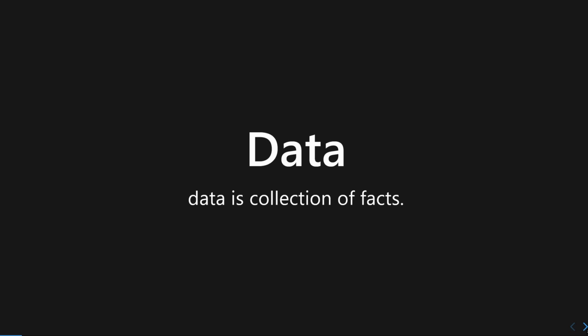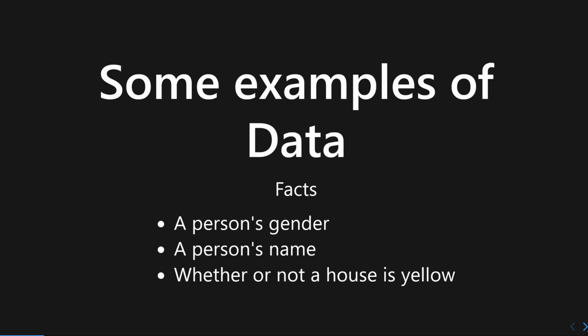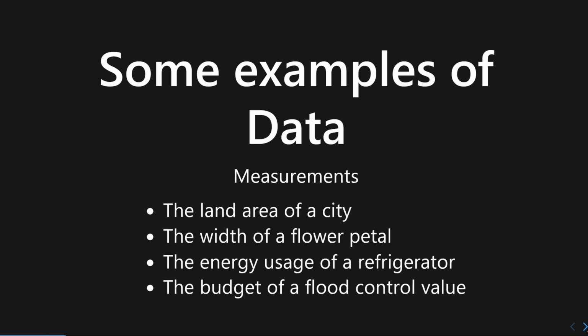I think the best way to illustrate what data is is by showing examples. So, some examples of data. Again, data can be facts. So, a person's gender, that can be data. A person's name, that's data. If you're collecting housing data, for example, whether or not the house is yellow, that's data as well. Measurements as well can be data. So the land area of a city, that's some kind of measurement. That's some kind of data as well.